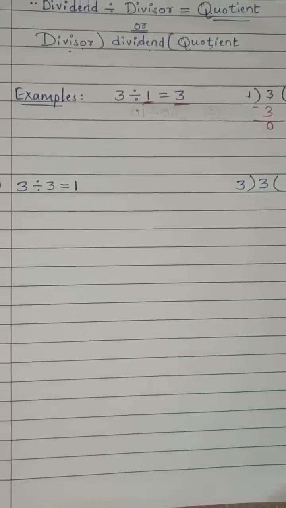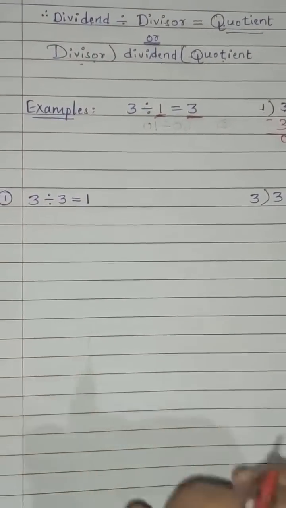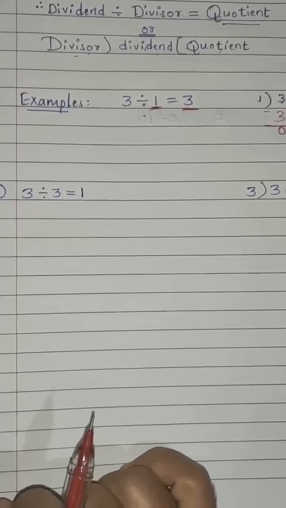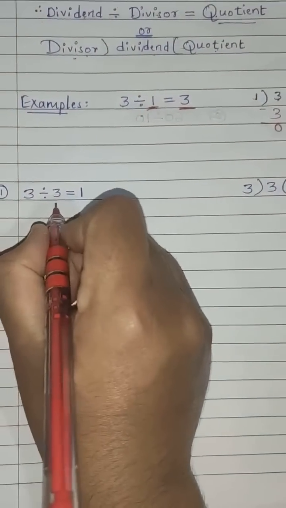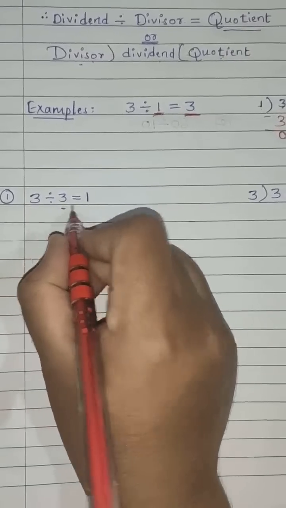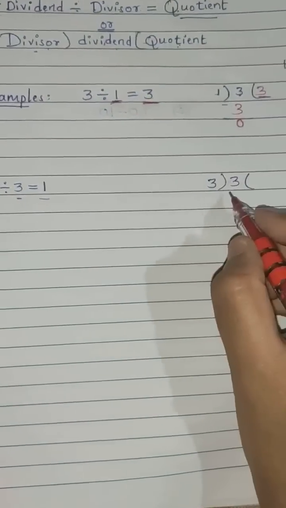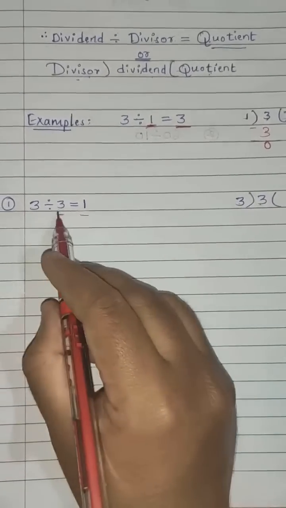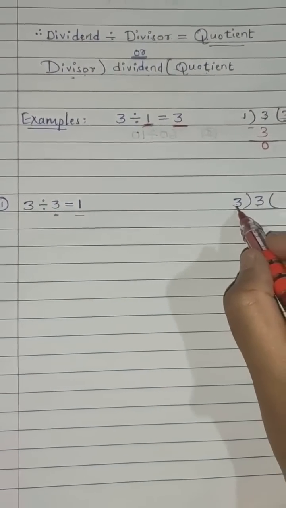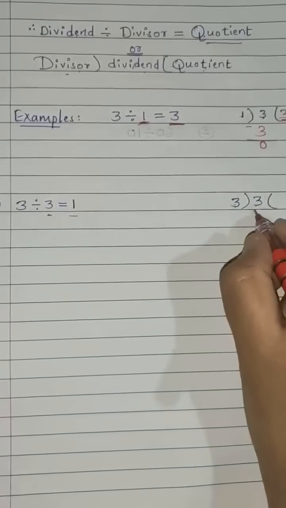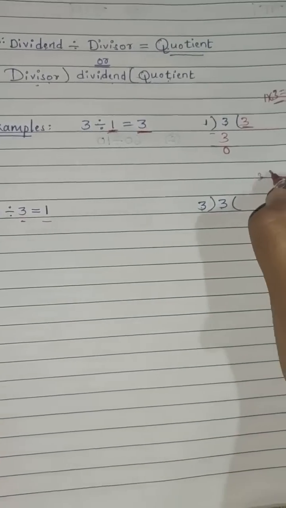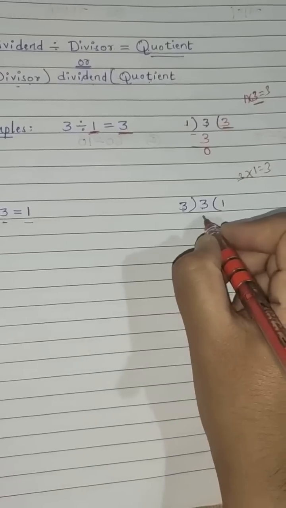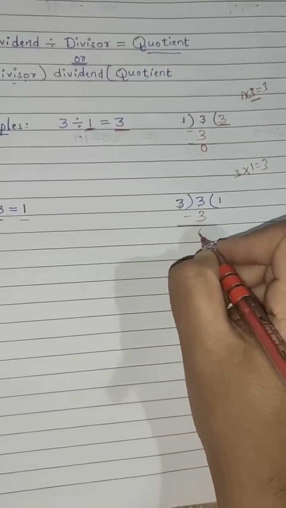The second point is any number except 0 divided by itself gives 1 as a quotient. Let us take one example. This 3 is the dividend and this 3 is the divisor. So 3 divided by 3. Let's do it. 3 ones are 3. So 3 minus 3 is 0.